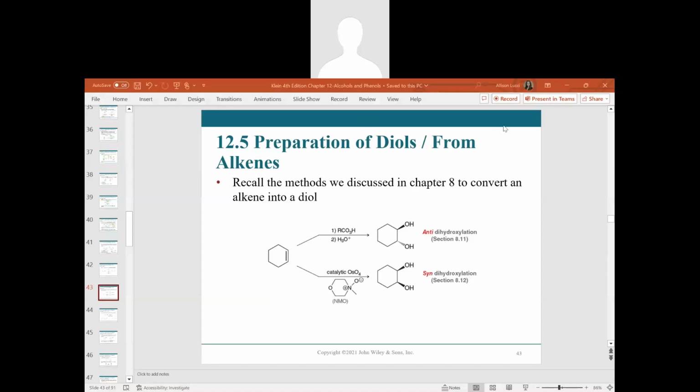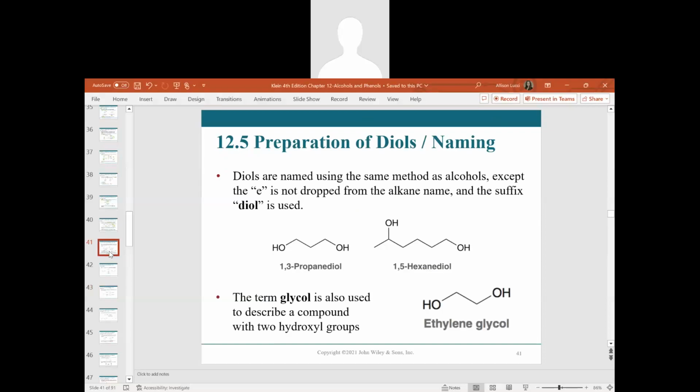In the next section of chapter 12, we're going to take a look at diols, or alcohols that are formed with more than one hydroxyl functional group. Oh, sorry, I started on the wrong slide here. So we're going to look at diols, and we're going to start with how they're named.